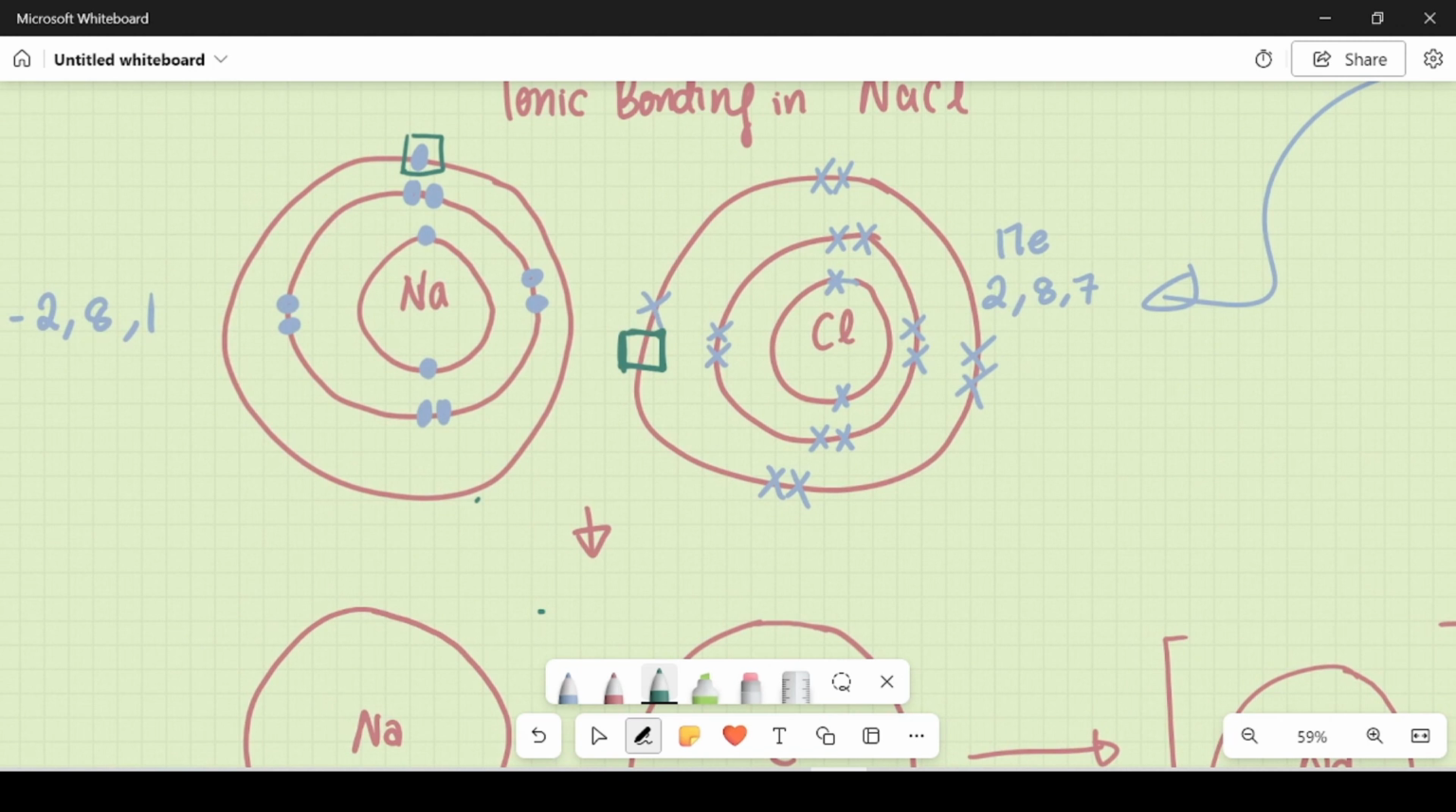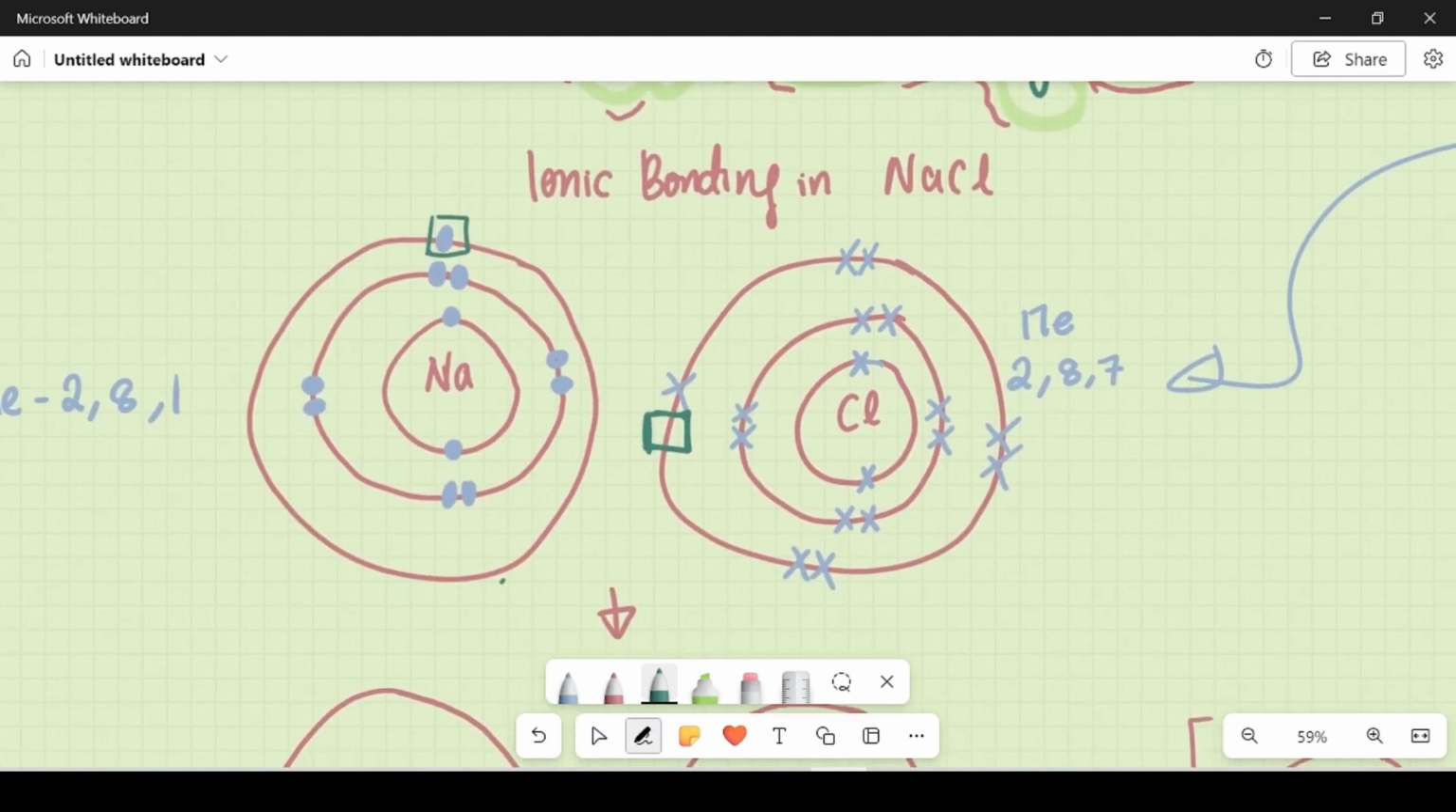Now, what could happen? How do you lose or gain electrons? Sodium could say, I could give my electron right here to chlorine. It can lose its electron and give it to chlorine right here. What does this mean?